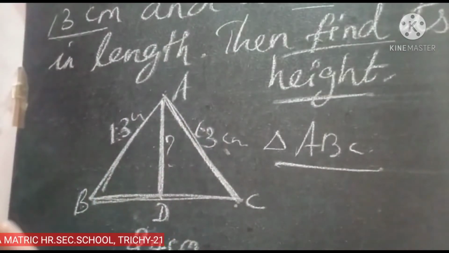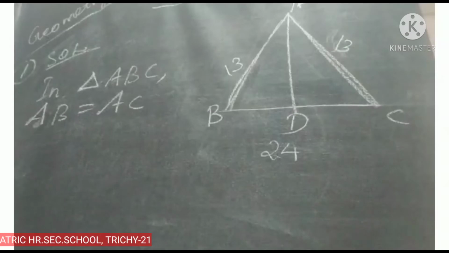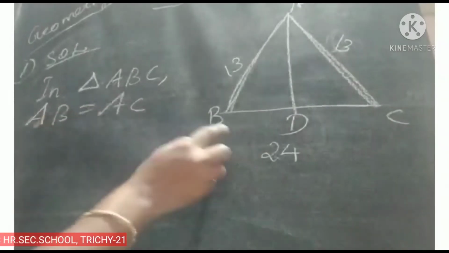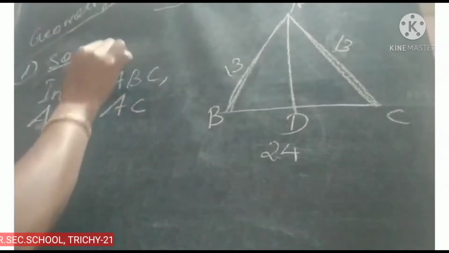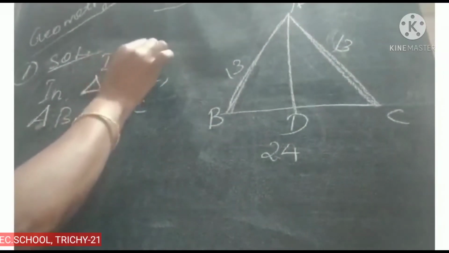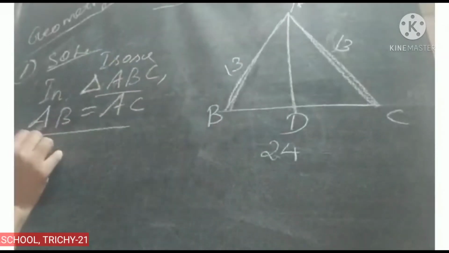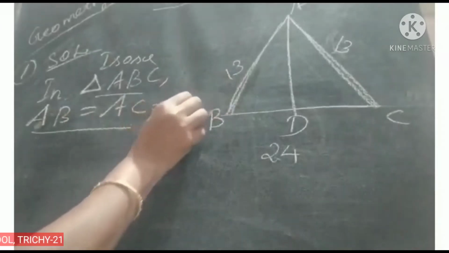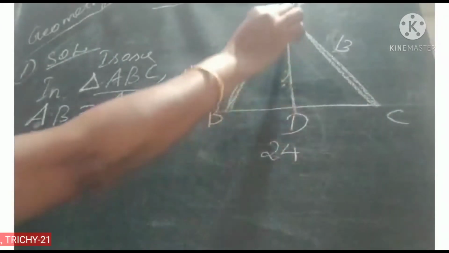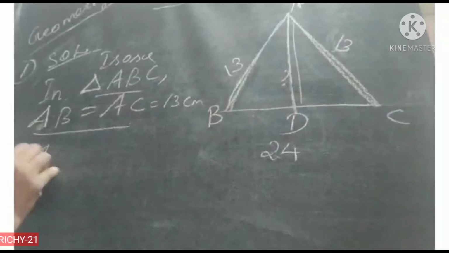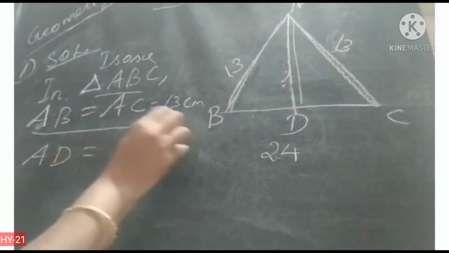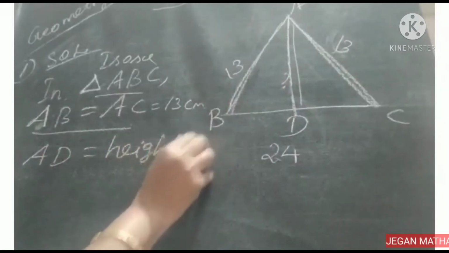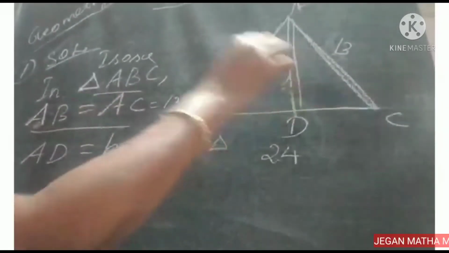Okay, now let us see the solution for this sum. See this triangle ABC, the given triangle is an isosceles triangle. So the two sides are equal, AB and AC equal to 13 centimeter. That is given in the sum. You have to find out the height of this one, AD. So AD is a height of this triangle.